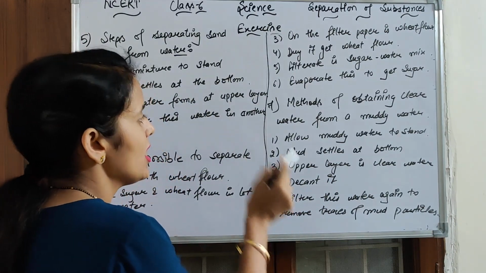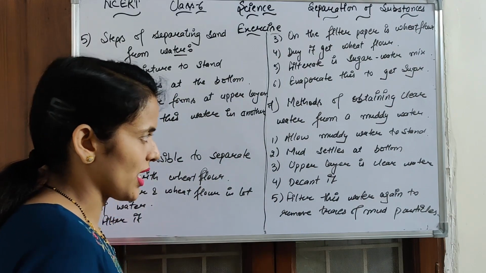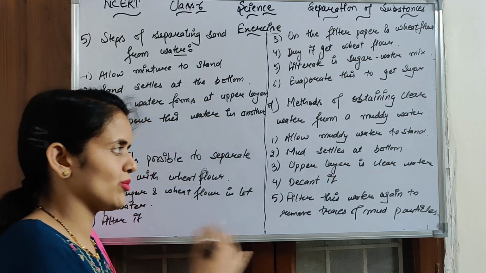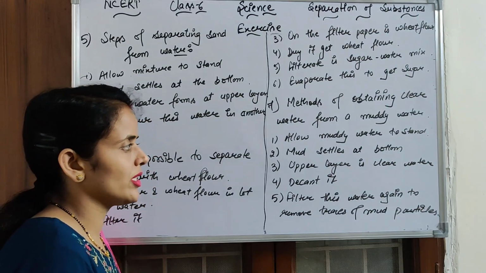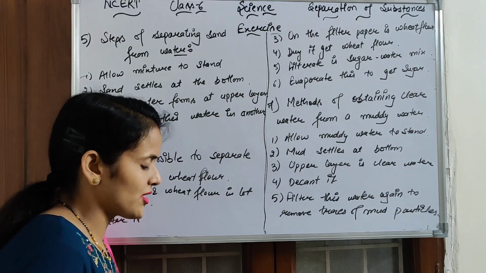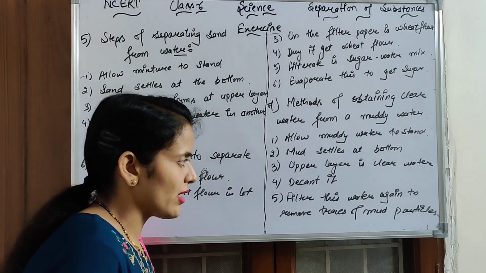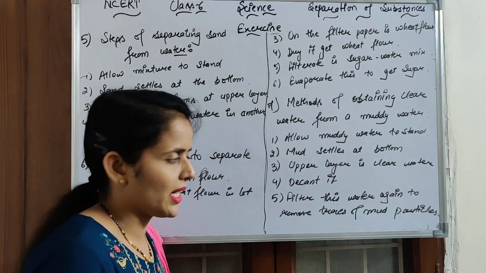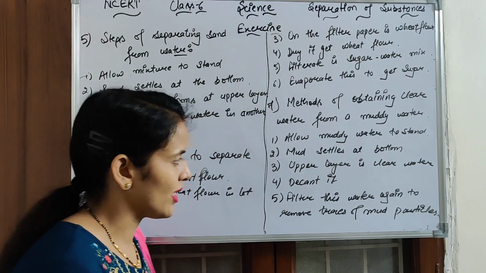Firstly decantation: allow the muddy water to stand. Mud will settle down at the bottom. The upper layer is clear water, so we have to gently remove the upper layer of the water into another bucket, and decantation will happen. Then if you want to get clear water, filter the water again. There are some mud particles also, which are removed after that.